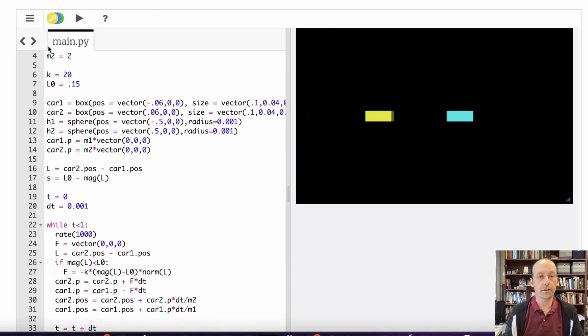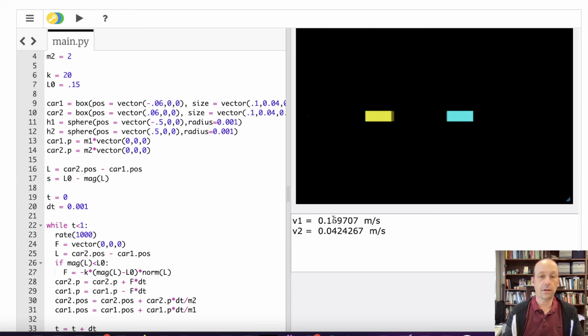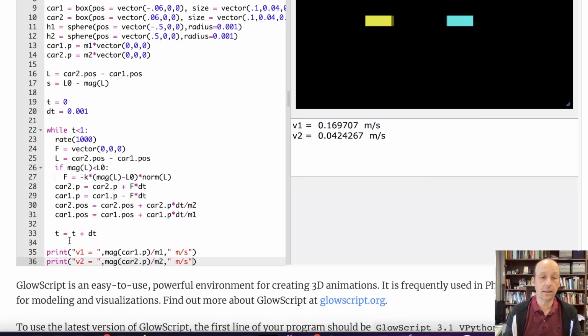I don't even know why I'm running this. Okay, so there's my two velocities. Now let's calculate the theoretical velocity. I'm going to go up here and calculate this. I'm looking at my equation over here. Where did I put it? Oh, here it is.